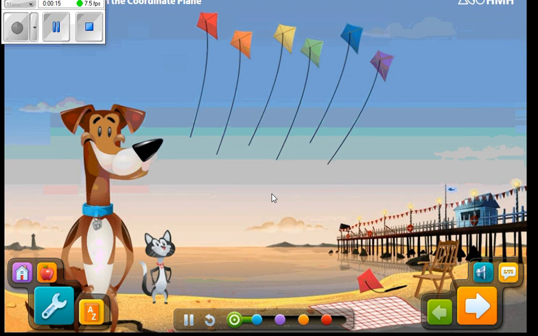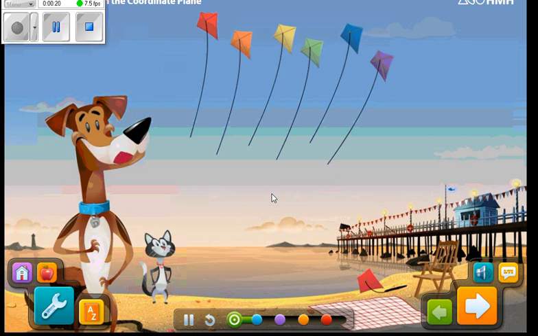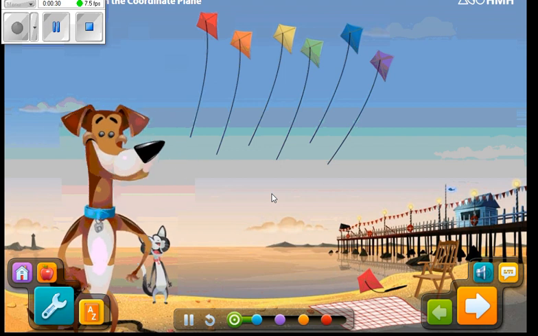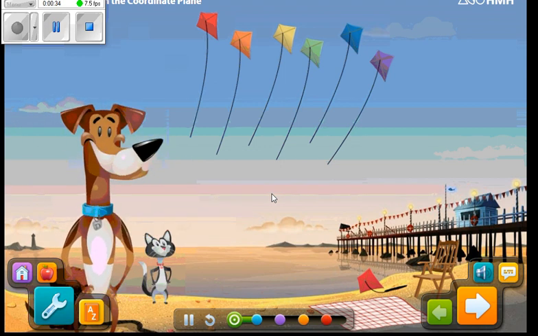For the kite festival. Look at all those kites in the sky. Since it's so windy, it's a great day for the festival. The kites are all different shapes.